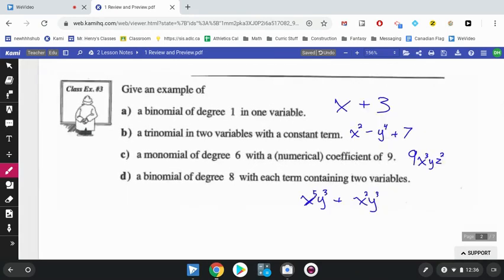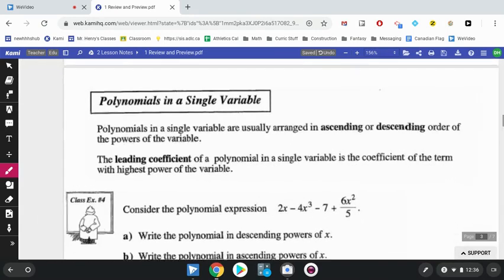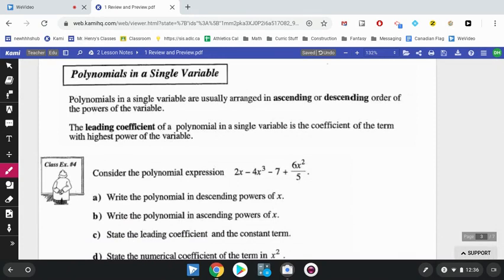All right, moving on. Polynomials in a single variable. Polynomials in a single variable are usually arranged in ascending or descending order of the powers of the variable.